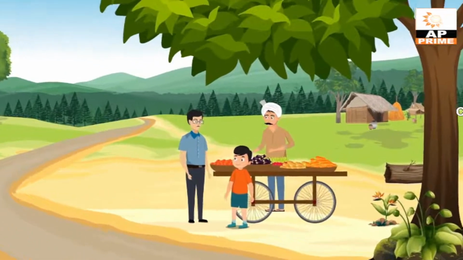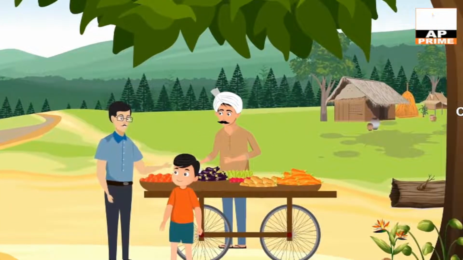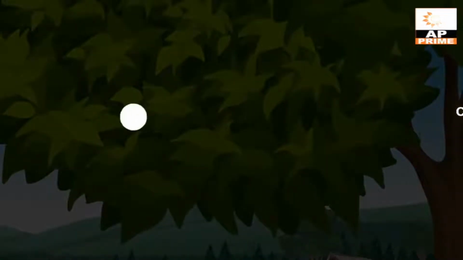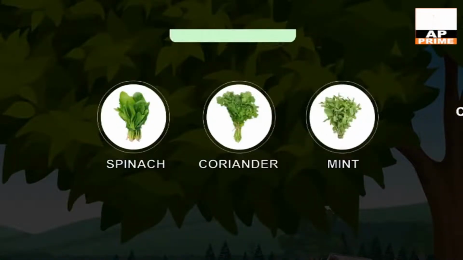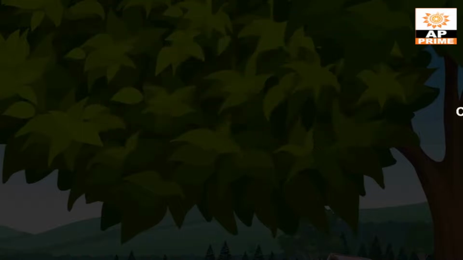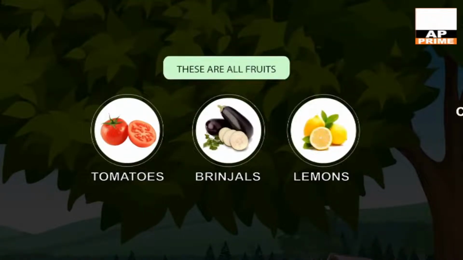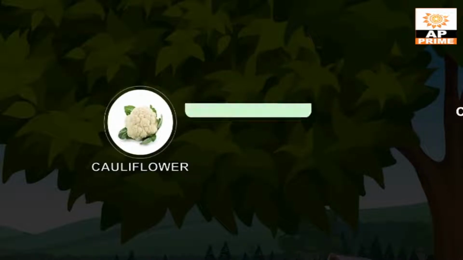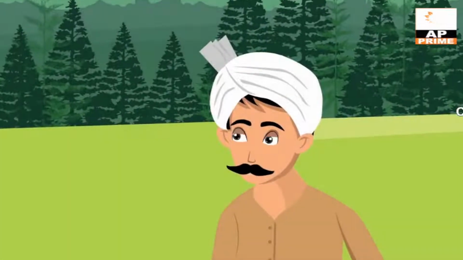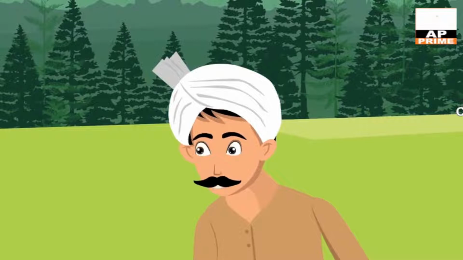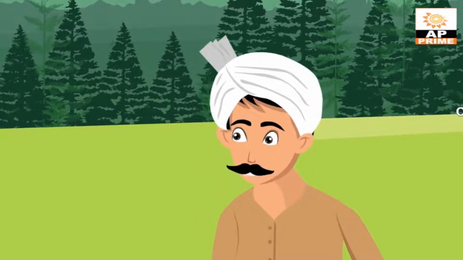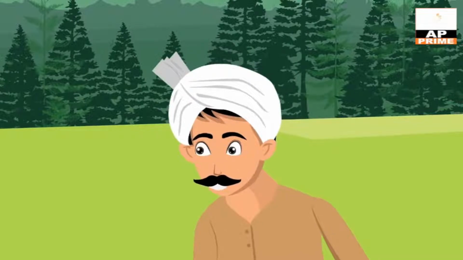You know, Raju, we consume different parts of a plant. Spinach, coriander, mint, these are all leaves. Tomatoes, brinjals and lemons, these are all fruits. Cauliflower is a flower. Babuji, kachnar buds are also cooked into a tasty curry. In our home, we also cook the banana flower.